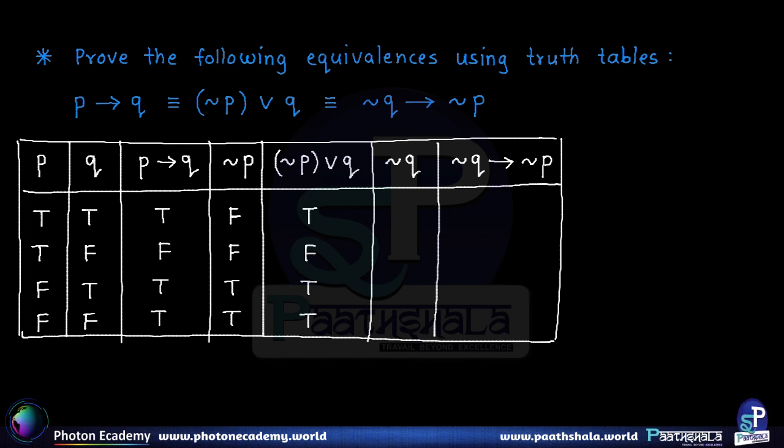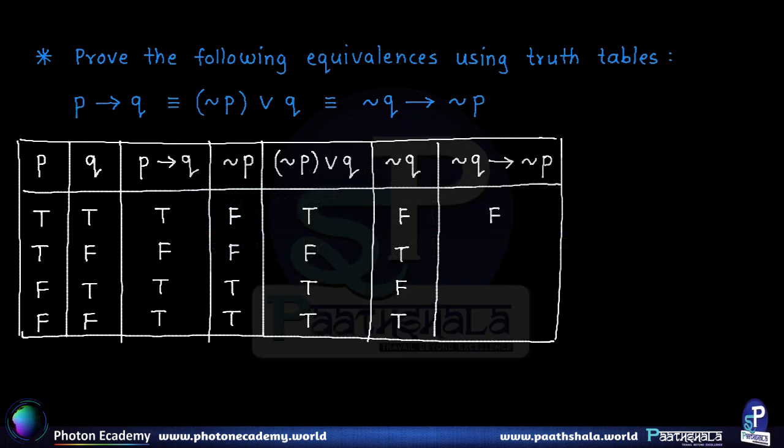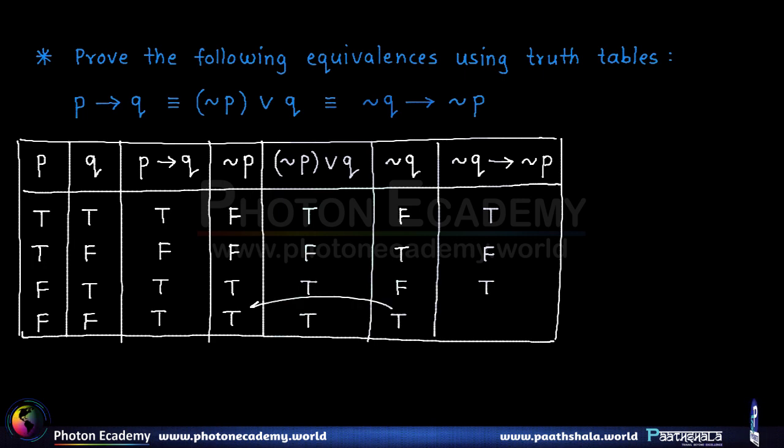Then we have to do negation of Q. So the column of Q is to be negated, which gives us FTFT. And lastly we have to do the implication of negation Q to negation P. So we have F implies F, that gives us true. Then true implies false, that gives us false. Then F implies true, that is still true, and true implies true is also nothing but true.